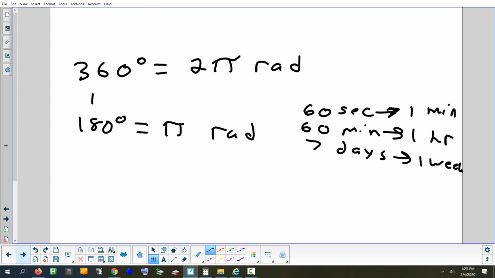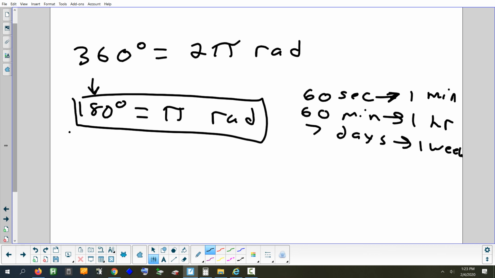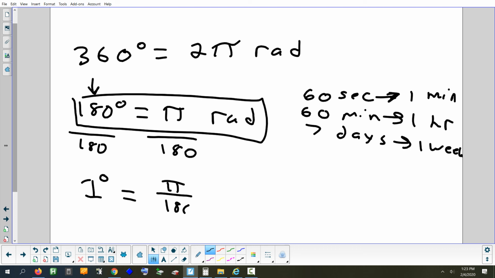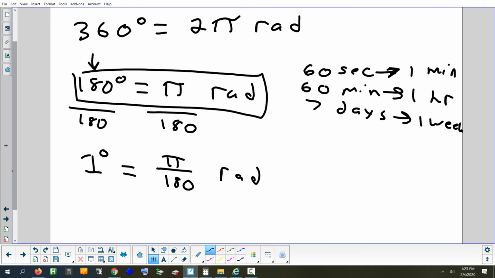I want to get a one on this side. What could I do to both sides to turn the left-hand side into a one? Yeah, divide both sides by 180. I'm going to come back to this in a little bit, but let's divide both sides by 180. 180 divided by 180. 1 degree equals pi over 180 radians. Now you have a conversion with a 1 in it.